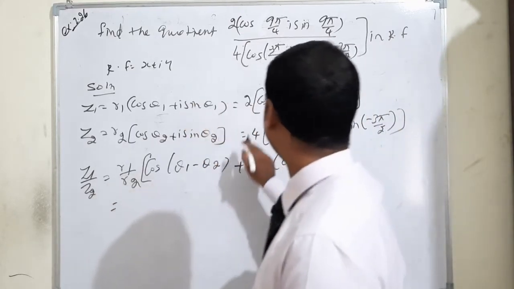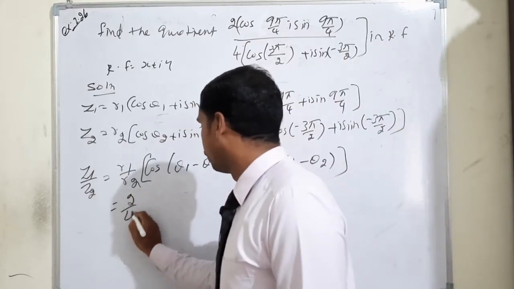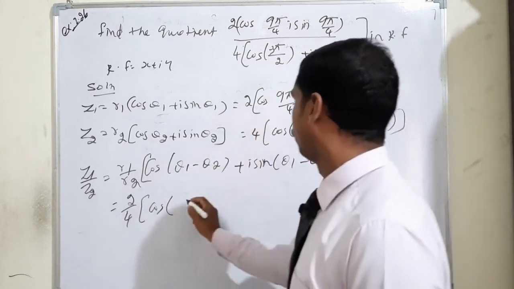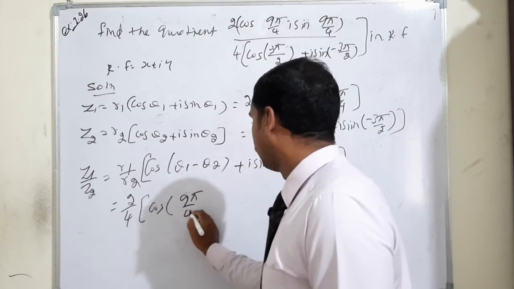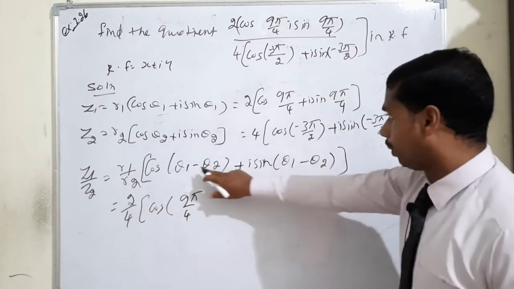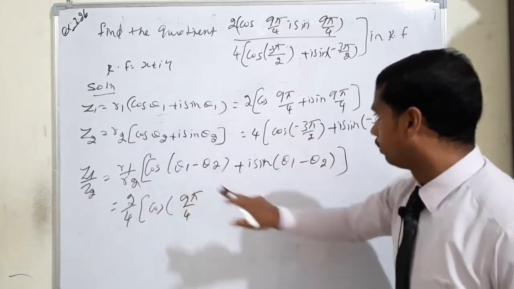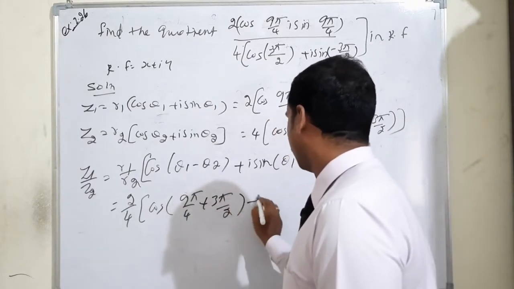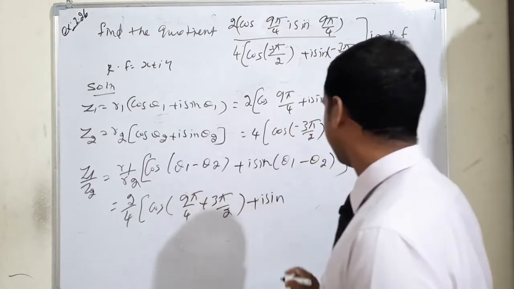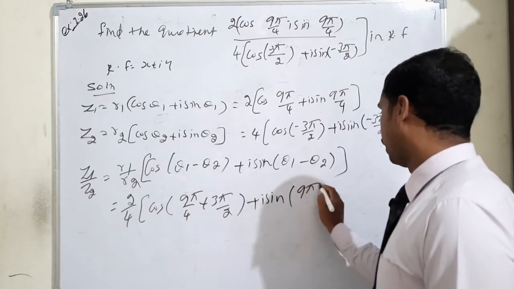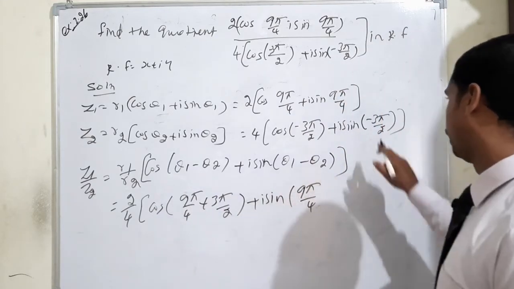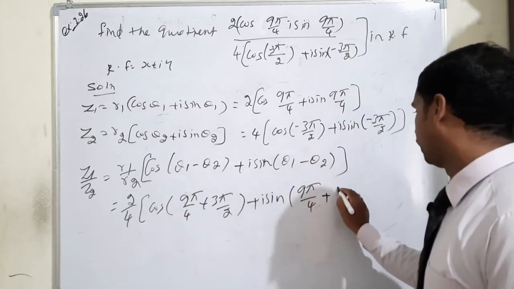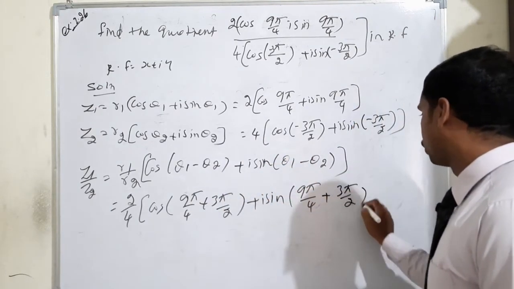So r1 is equal to 2, isn't it? So 2 by 4, again cos of theta 1 value 9 pi by 4. Already there is a common minus, here also minus, therefore minus into minus plus 3 pi by 2. Again plus i sin of 9 pi by 4, the second term, look at there, the minus sign, here also a common minus, isn't it? So minus into minus plus 3 pi by 2.